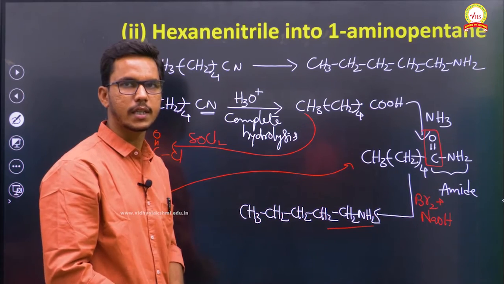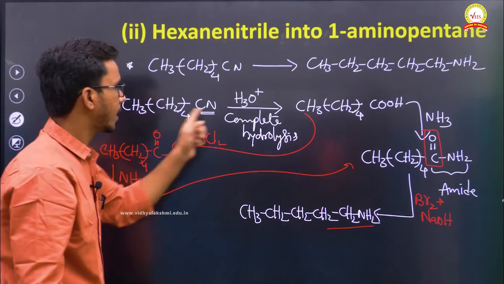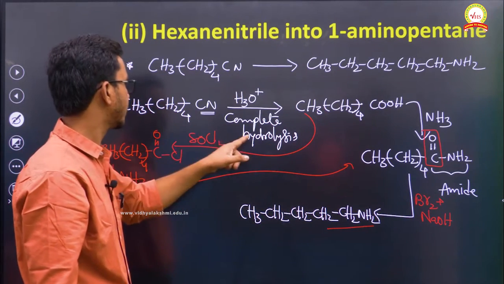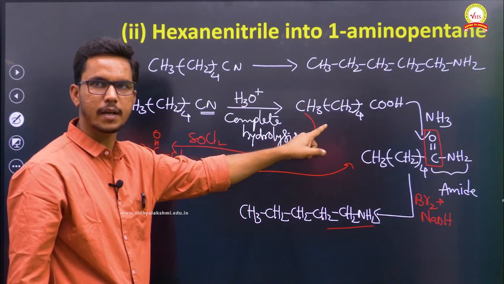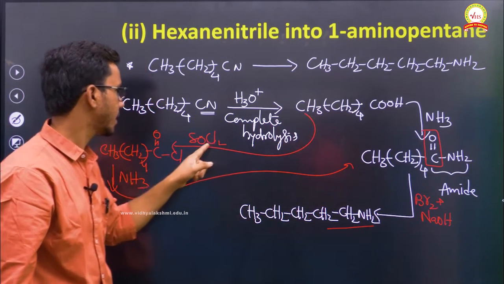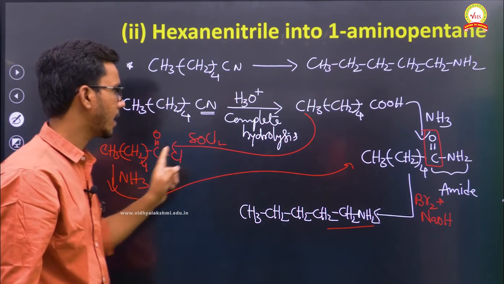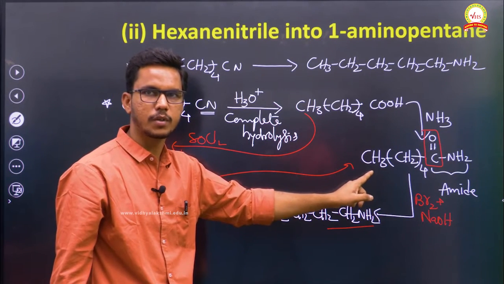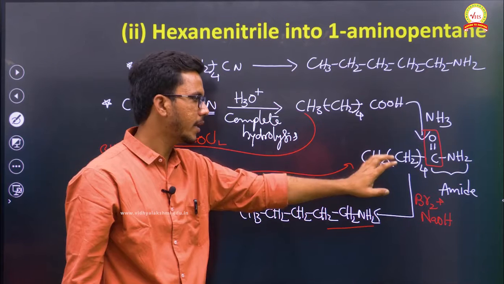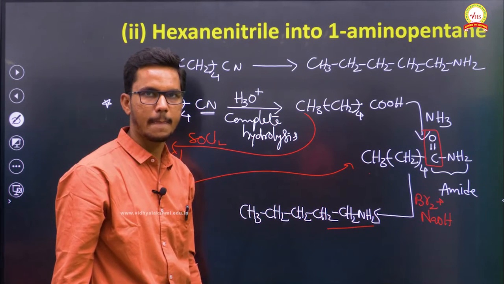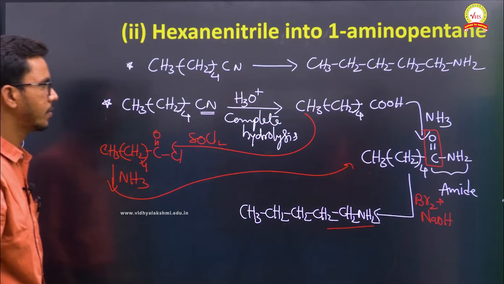This is about the second conversion. Either you can go directly or you can also go like this. First hydrolysis, the carboxylic acid we will get. This carboxylic acid on reaction with some halogenating reagent gives what? Acid halide. This acid halide on reaction with NH3 gives what? The respective amide. After getting the amide, the same process we have to go with. Right? Just look at the slide for 1 minute.